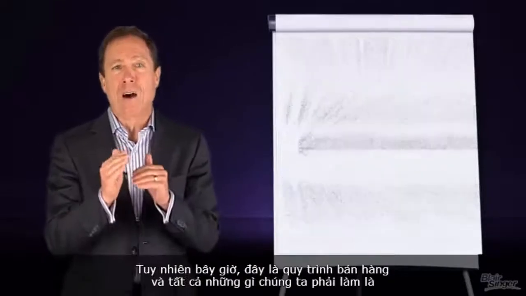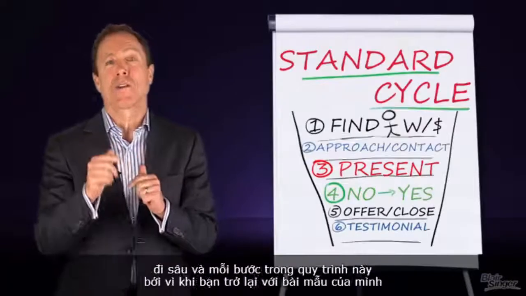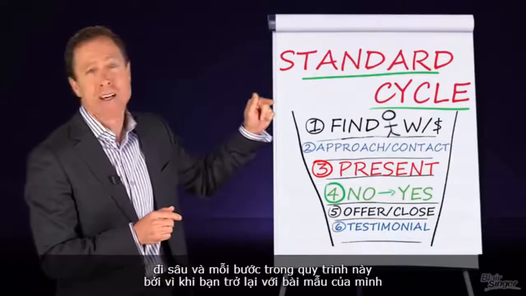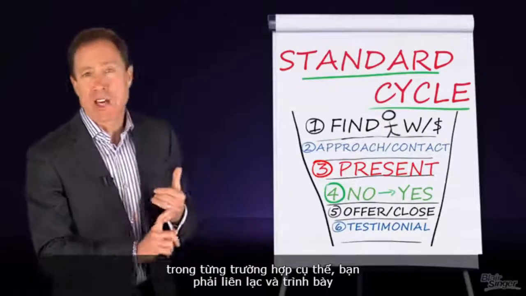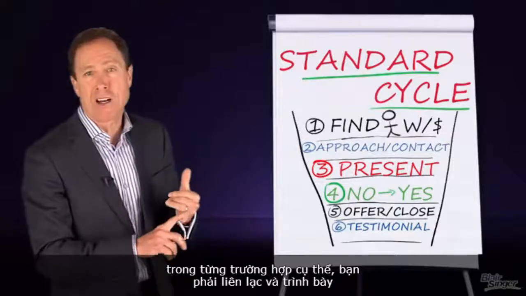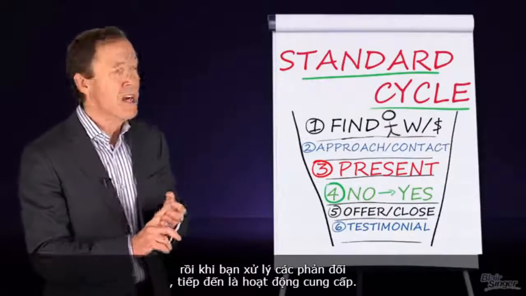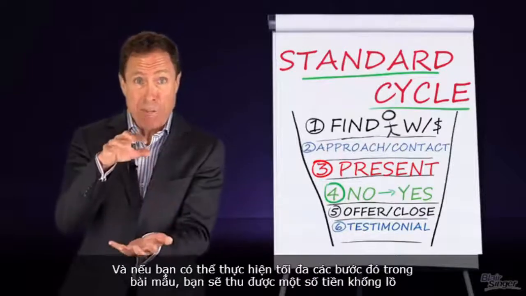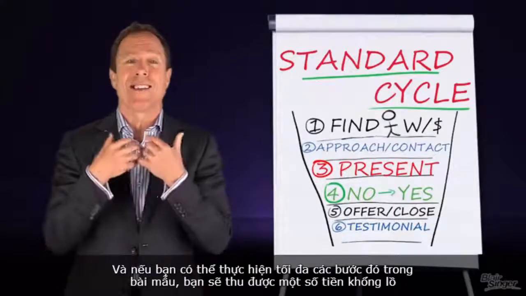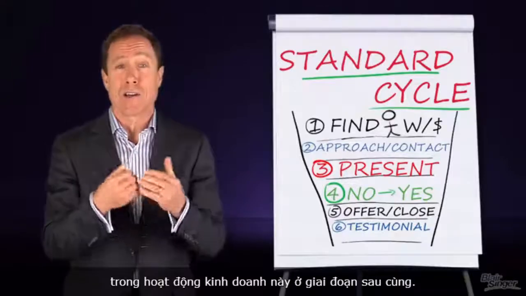But for right now, this is the selling cycle, and what we're going to do is we're going to dive very deep into each one of these things, because when you go back to your template, in each case of the template, each step you're contacting, you're presenting, and you're handling objections, and you're making offers. So if you can maximize that within the template, you're going to unlock tons of money into your business and into your bottom line.